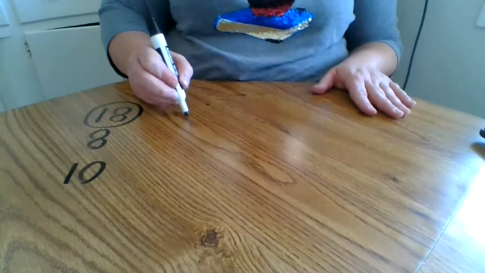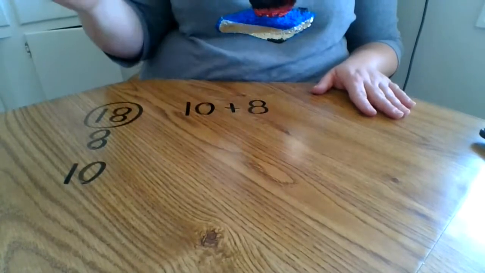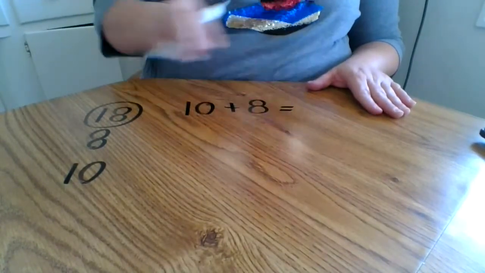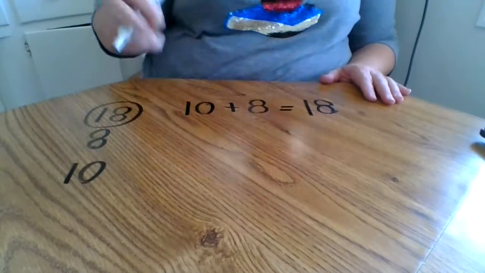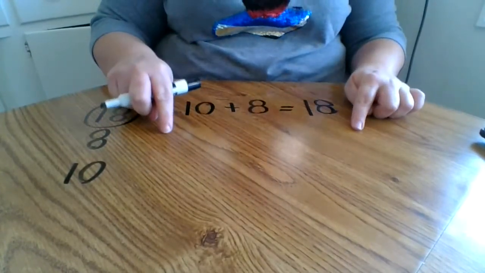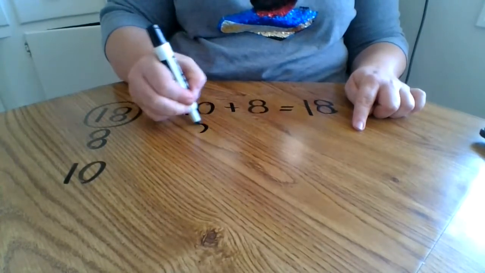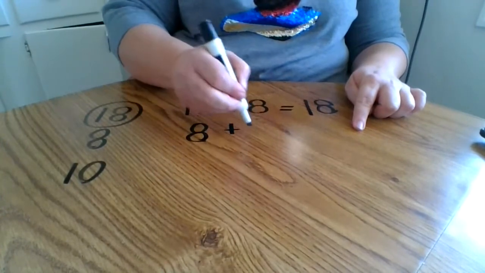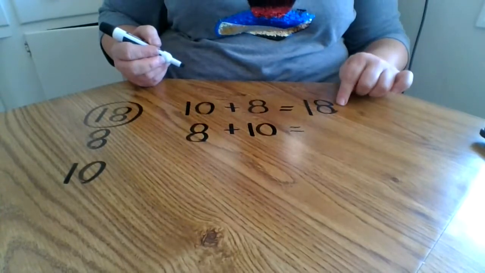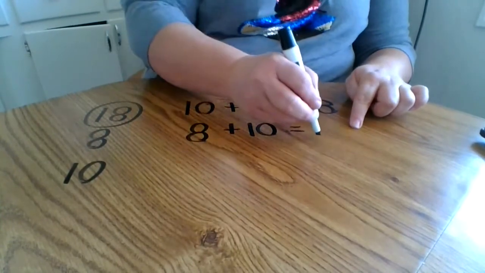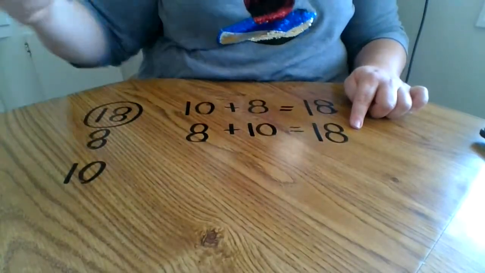So let's start writing it. I've got 10 plus 8 equals that whole enchilada, that 18 over here. Now I have to write my next addition sentence. Same numbers, but just a different order. So I'm going to start with my 8 and add 10 equals, what's my whole enchilada? Same one as up here. That's right, 18.